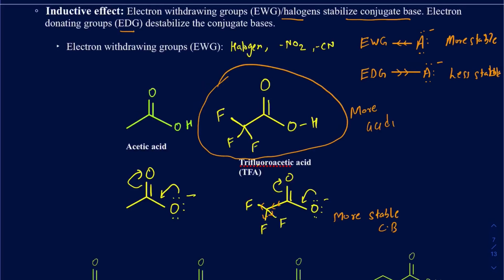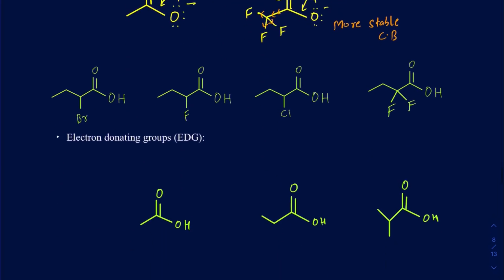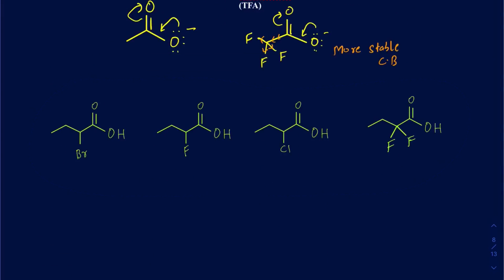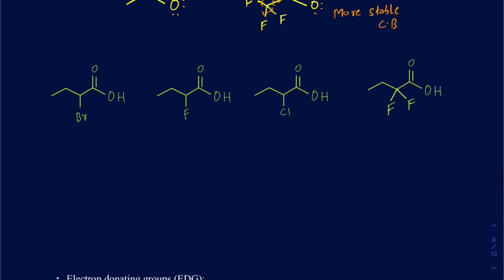But for right now, if you just memorize, nitro is very commonly seen, including the cyanide and halogens as well. But you will have some other electron withdrawing groups when you talk about organic chemistry later on. Okay, let me make some space here. Okay, let's look at this problem here.